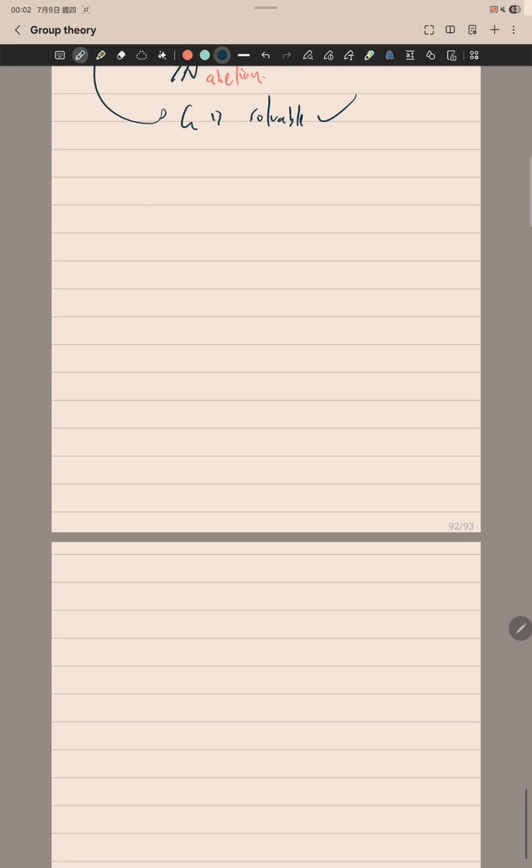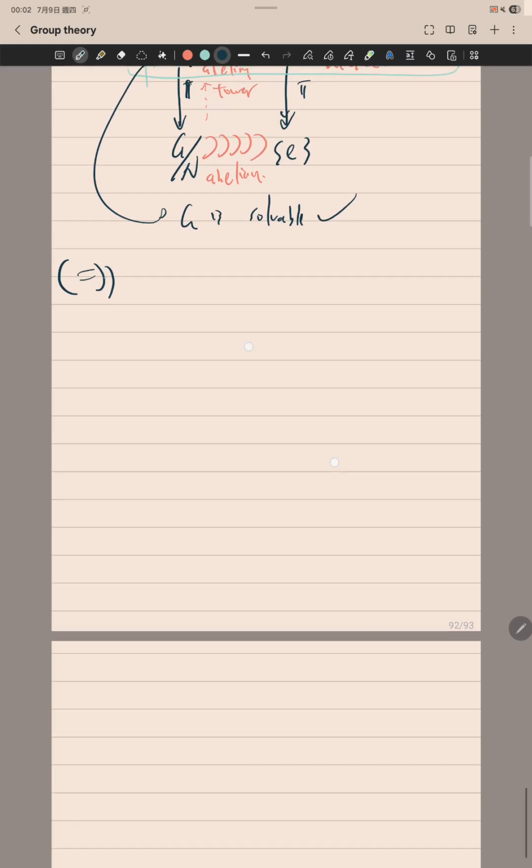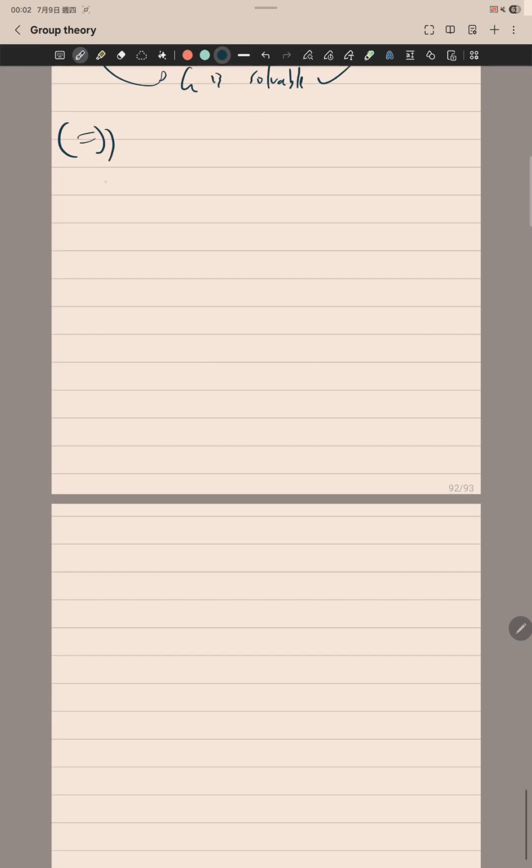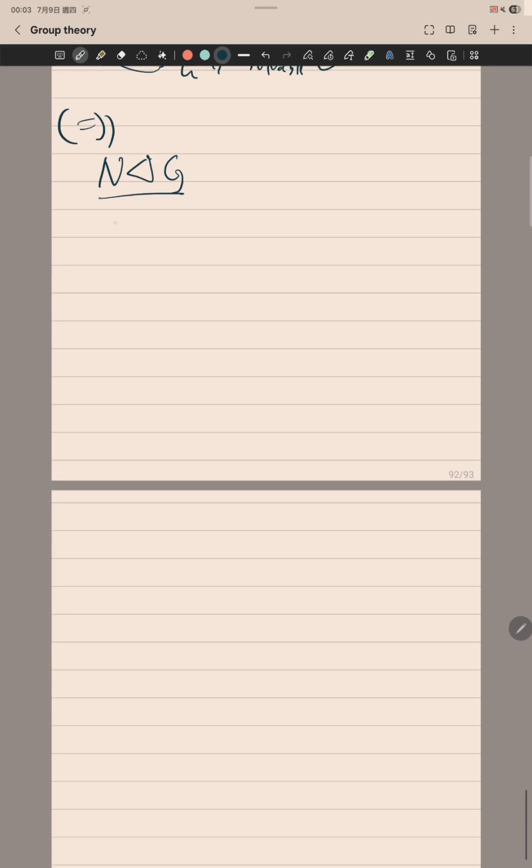The most difficult part is the other direction. This one contains two parts. The first part is N is solvable. The other part is G quotient N is solvable. So let's consider the first one. We want to show N is solvable, right? So let's say we have the following tower, G_0, G_1, G_2, up to maybe G_m, which goes to identity.